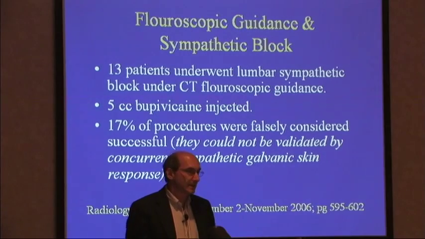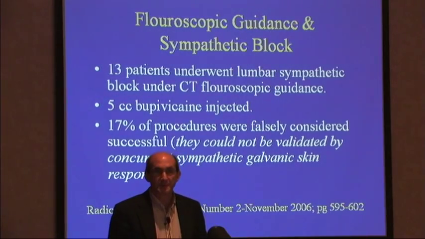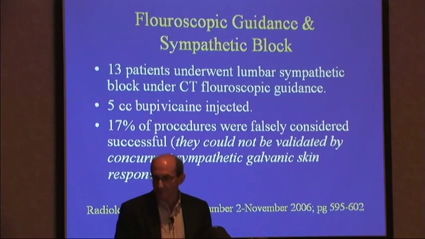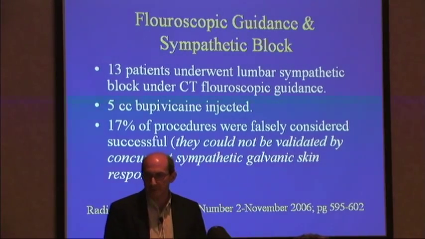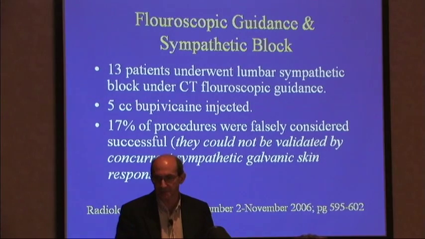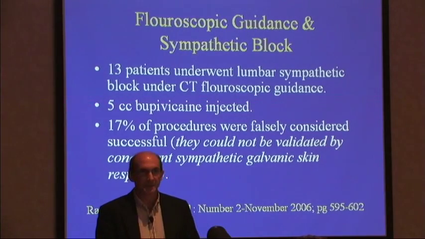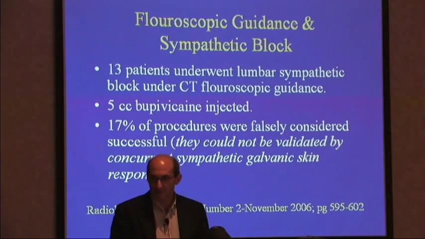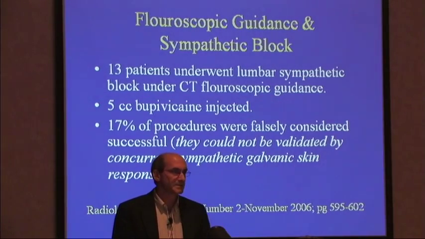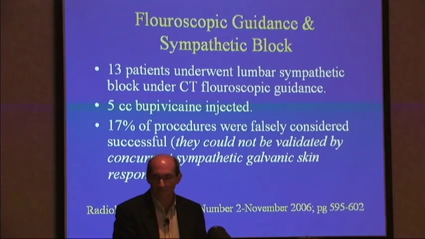Well, there is no stellate ganglion in the low back, so we can't look for a Horner's. So what radiology published in 2006, well, what happens if we try to use fluoroscopic guidance? We're going to say that we know we did sympathetic block based on anatomical localization. So they took 13 patients and did sympathetic block under CT fluoroscopic guidance. They used 5 cc's of bupivacaine, and they found that 17% of the procedures were falsely considered successful. They thought that they had a sympathetic block, but when they did concurrent sympathetic galvanic skin response studies, they were simply wrong, and so the localization didn't give them the information they needed.